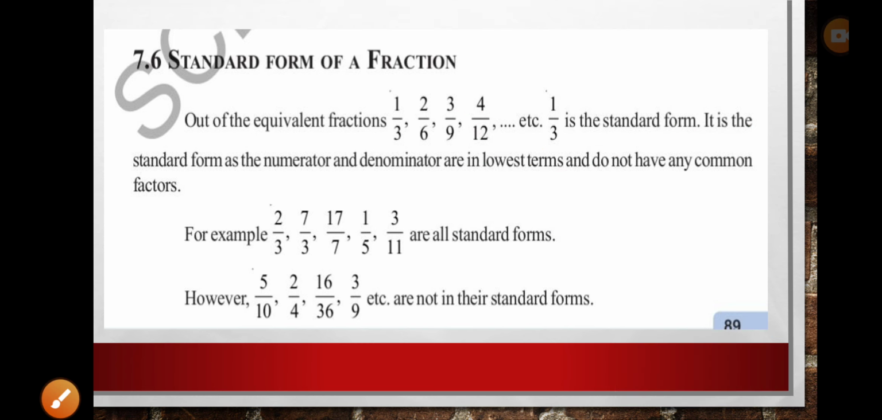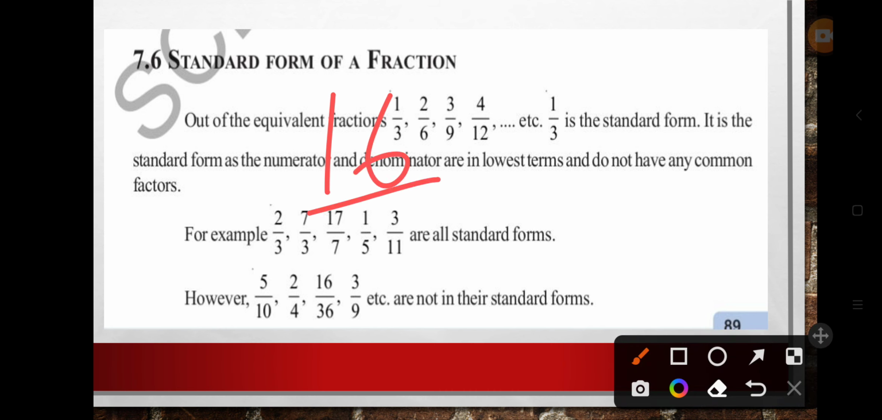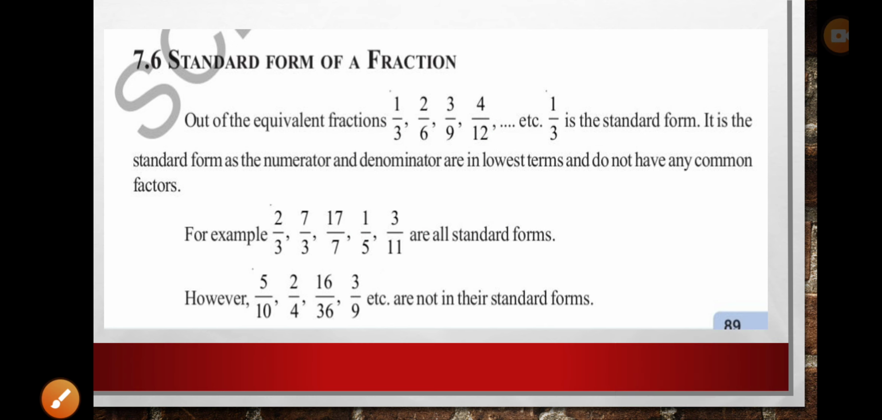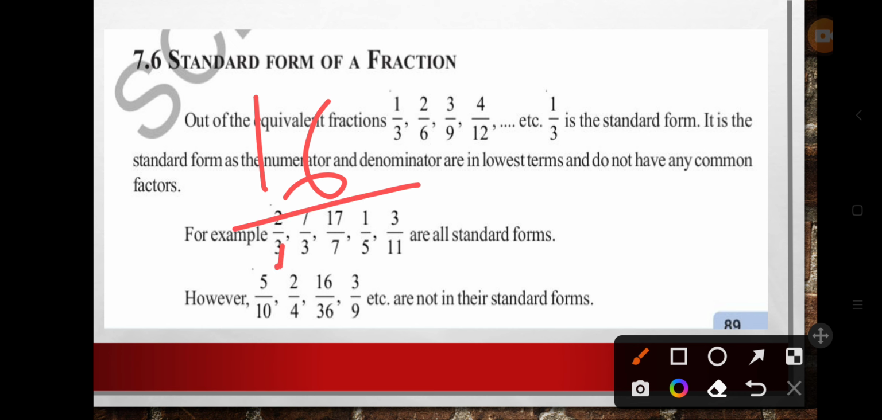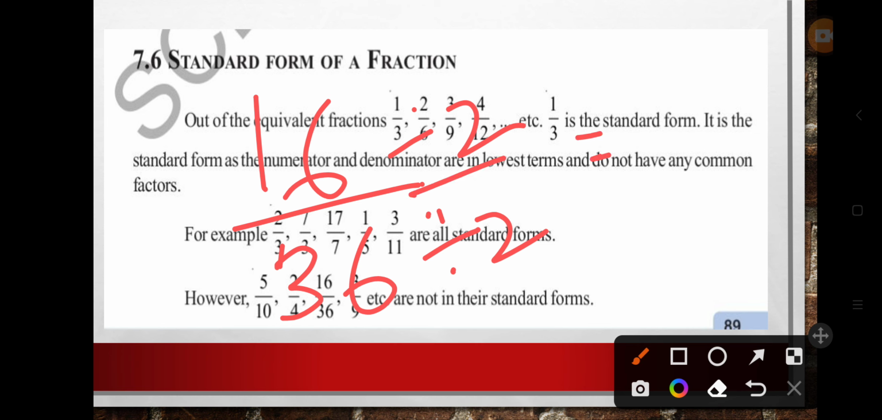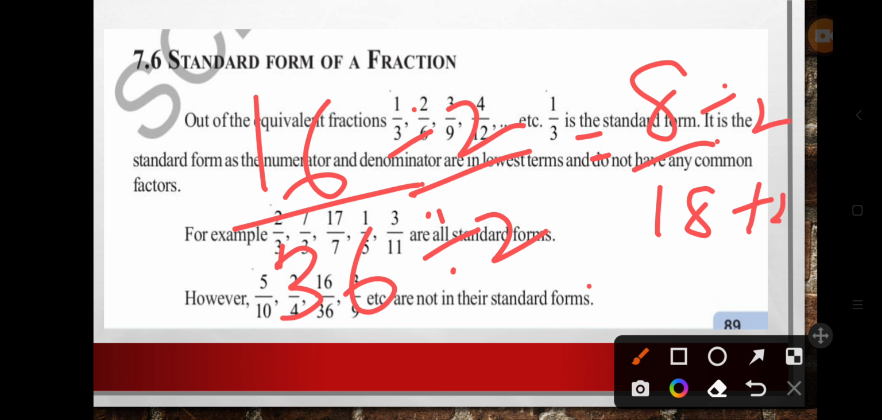16/36: first divide both by 2. What do we get? 8/18. Again by 2, so what we will get? 4/9. So this is the standard form.